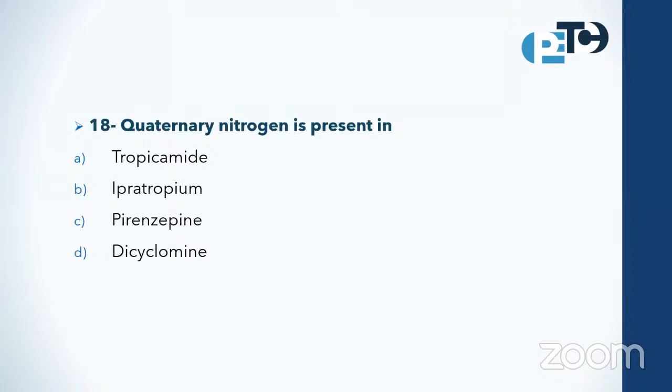Quaternary nitrogen is present in which of the following drugs? Tropicamide, ipratropium, pirenzepine, dicyclomine. It is ipratropium. What is the quaternary nitrogen? This nitrogen is connected with 4 bonds, so it will carry a positive charge. It is polar. So the drug cannot pass the blood-brain barrier, and it has a short acting effect because it will be eliminated very easily. Ipratropium is one of the drugs containing quaternary nitrogen.